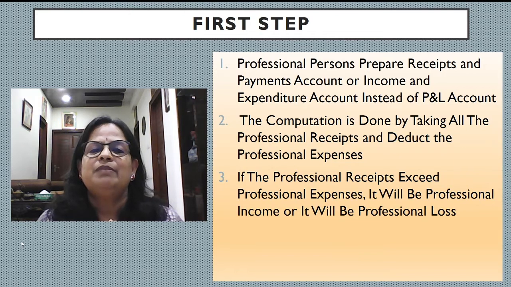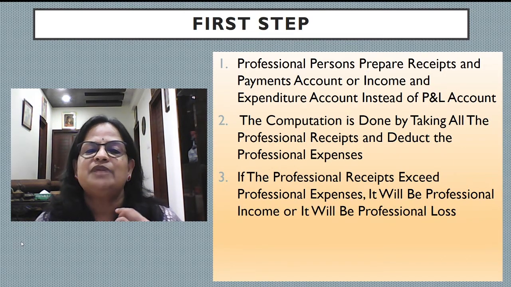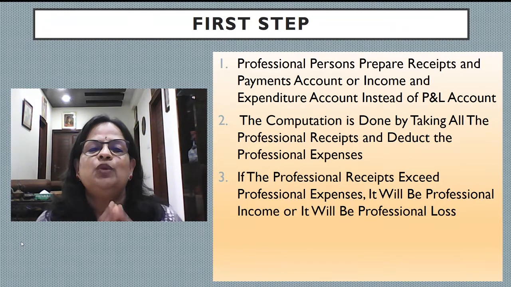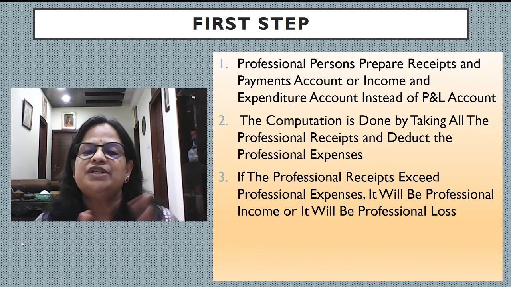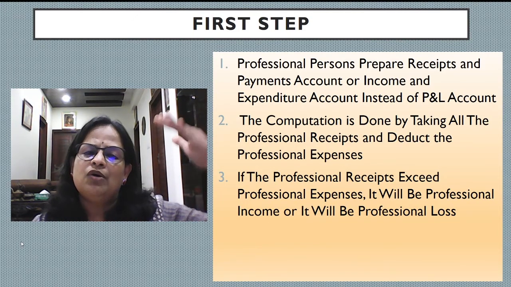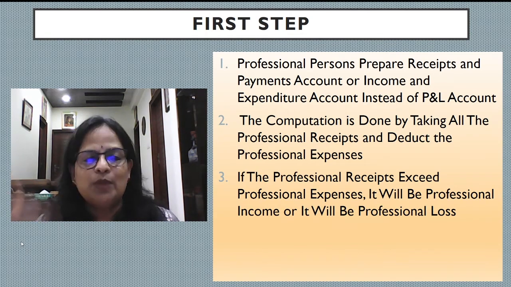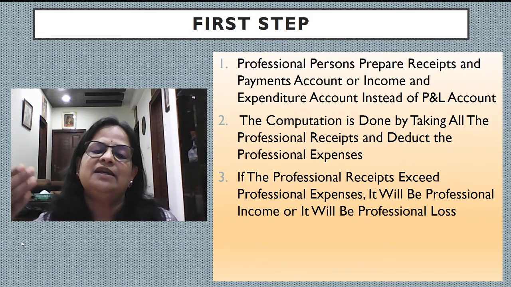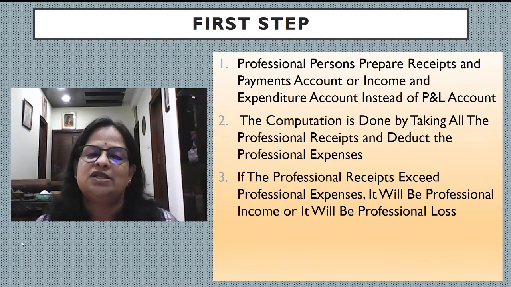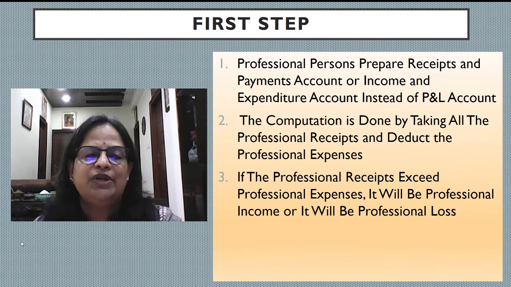First step, you have to remember professional persons prepare a receipts and payments account or an income and expenditure account. So that is what I told you. In the case of business, you will get a profit and loss account, but here you will get an income and expenditure or receipts and payments account. Computation is done by taking all the professional receipts minus all the professional expenses. If professional receipts exceed professional expenses, they will get a professional income. If it's vice versa, meaning expenditure exceeds the income, then they will get a professional loss. So that is the computation.